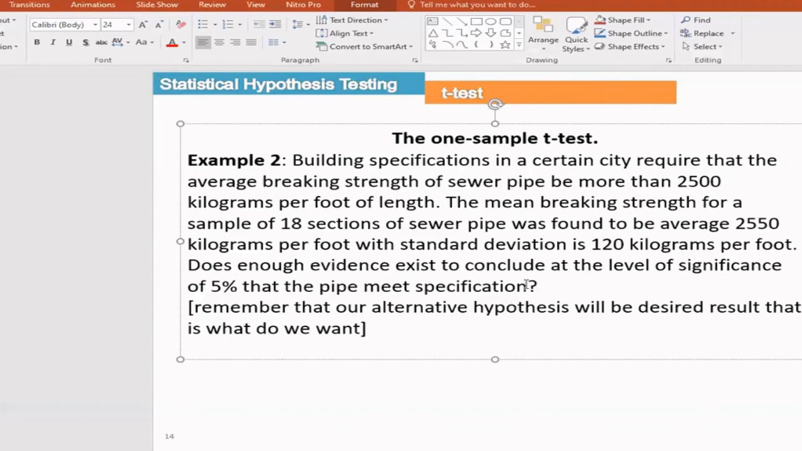So here, first of all, you have to decide it is a t-test because the sample size is less than 30 and the standard deviation is not given for the population. It is given in the sample. So you have to use the t-test, and then decide which test, one or two tails. See here, you have to claim it is more than, so it will be a one tail test.